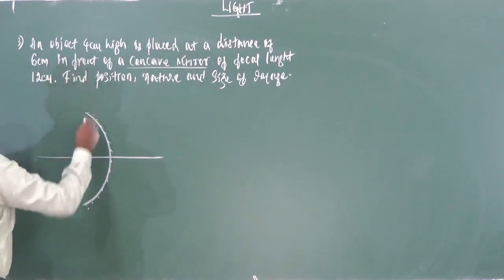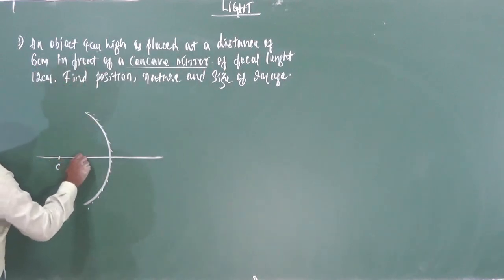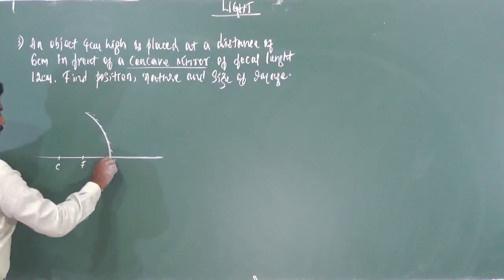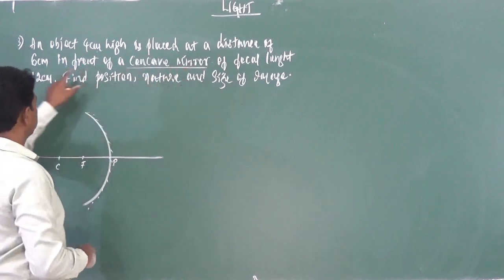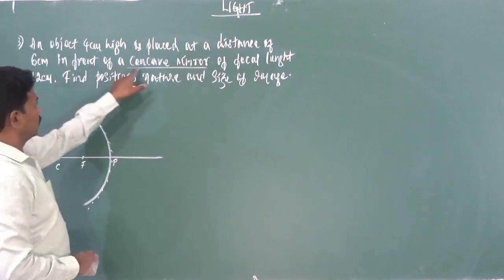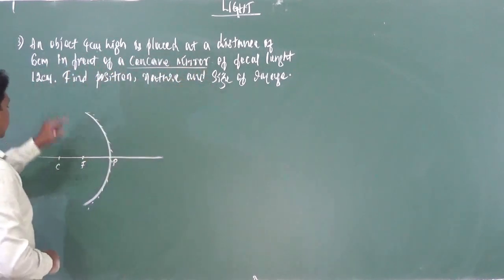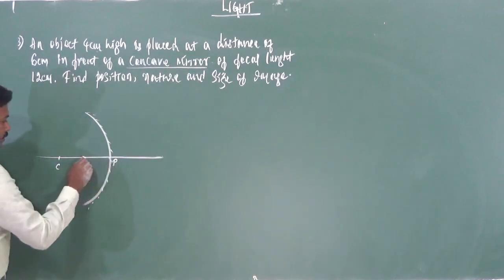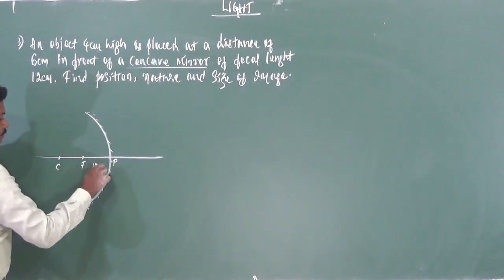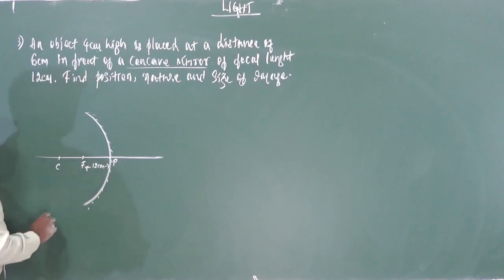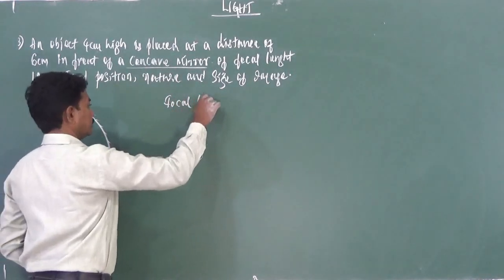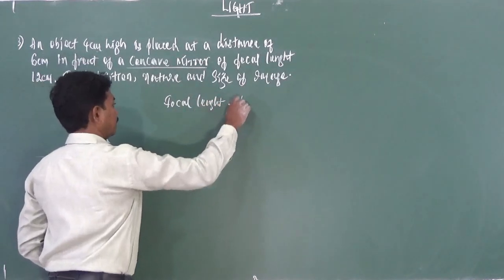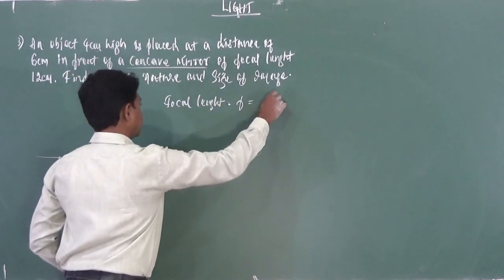An object 4 centimeters. Before that we will mark all these things. This is the pole. An object 4 centimeter high is placed at a distance of 6 centimeters in front of a concave mirror of focal length 12 centimeters. So this is the focal length. We'll write the data here itself. Focal length f is equal to 12 centimeters.